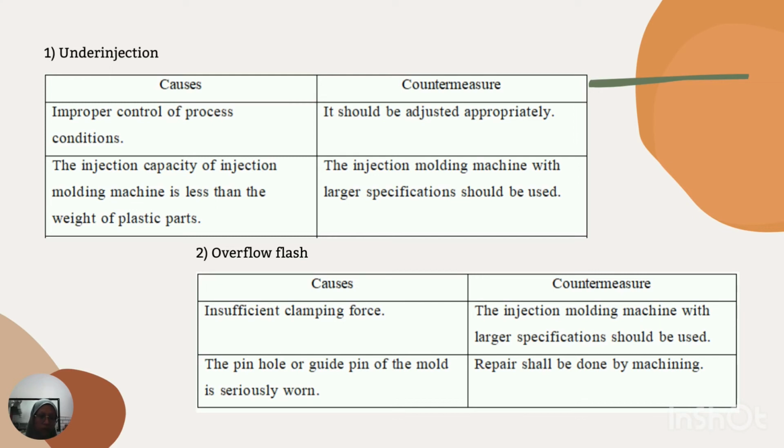Secondly, the defect is overflow flash, caused by insufficient clamping force, and the countermeasure is that an injection molding machine with larger specifications should be used. Secondly, the pinhole or guide pin of the mold is seriously worn, and the countermeasure is that repair shall be done by machining.